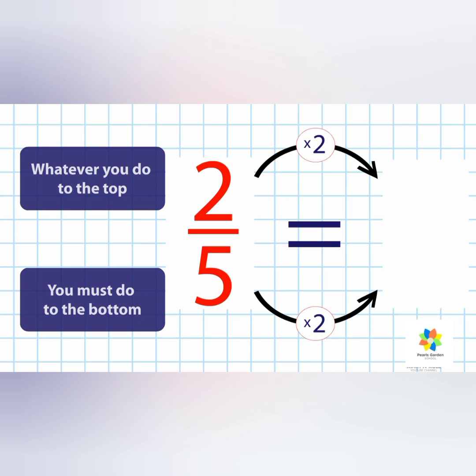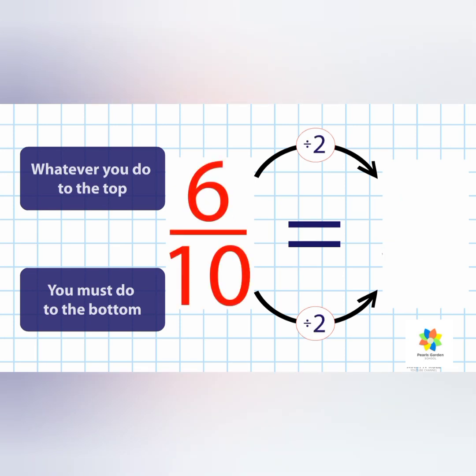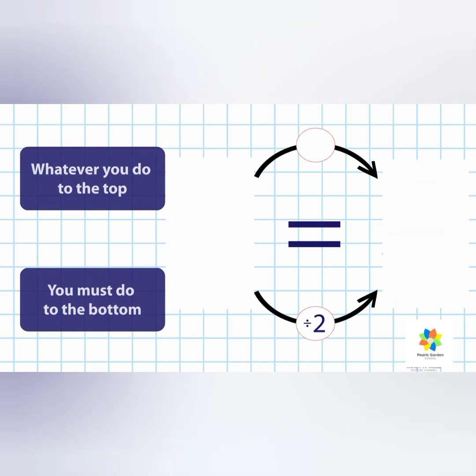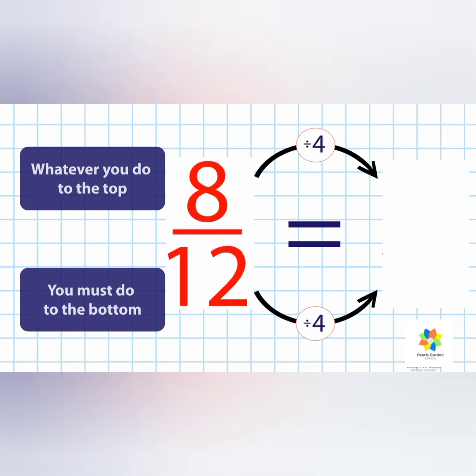Let's do this one together. The equivalent of 2 over 5 could be 4 over 10 if I multiply by 2. It could also be 6 over 15 if I multiply by 3. If I want to get another equivalent for 6 over 10, I could divide by 2. 8 over 12, I divide by 4. 4 goes in 8 2 times, 4 goes in 12 3 times.